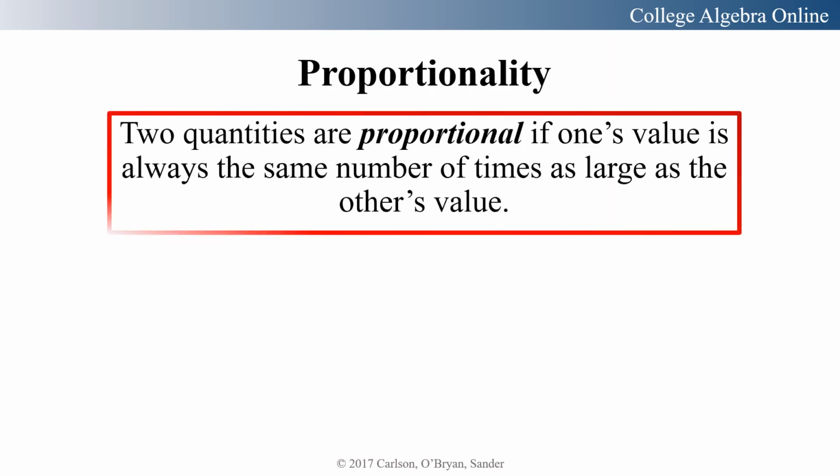As the square's side length and perimeter change together, one is always the same number of times as large as the other. When this is true, we say that the quantities are proportional to one another. We will continue to explore proportional relationships for the next several investigations.